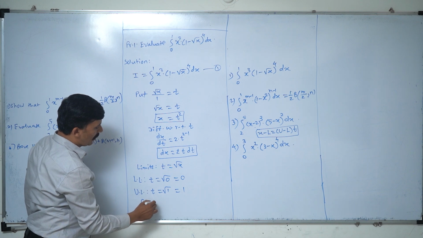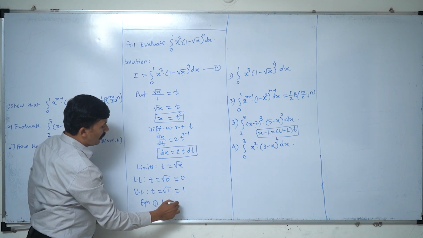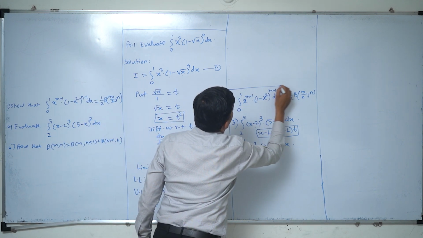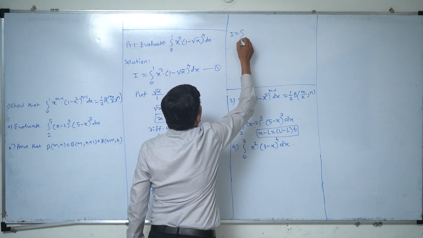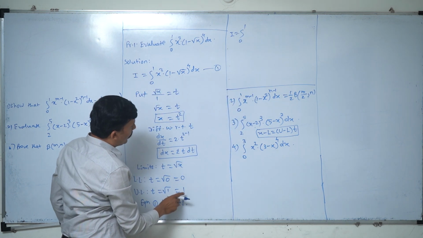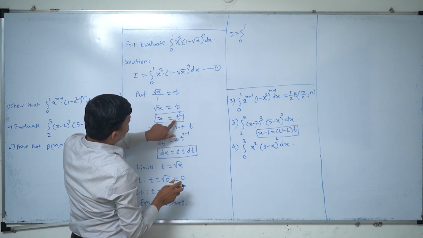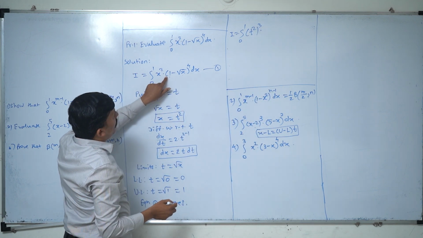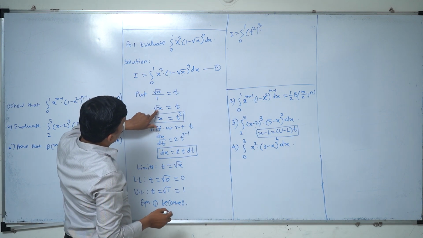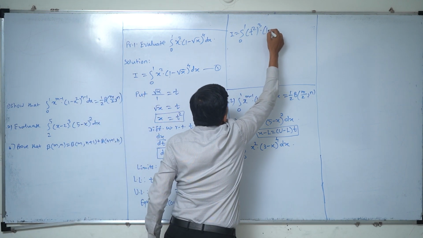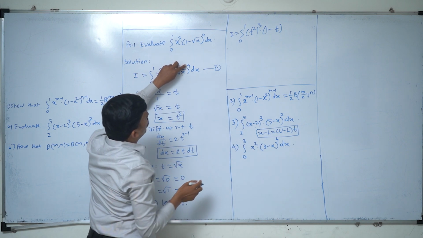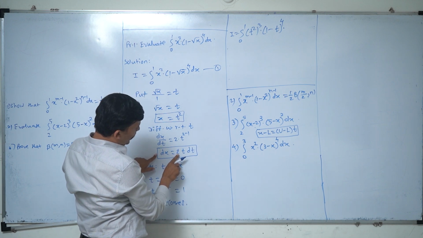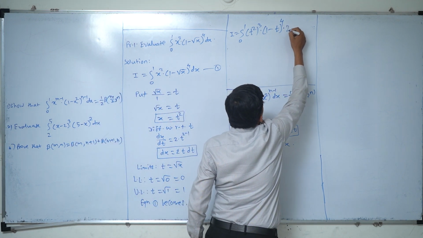Then that equation 1 becomes I equals to, what are the limits? 0 to 1, x cube, but x is t square. So t square cube into bracket 1 minus root x, but root x is t. So 1 minus t bracket raised to 4 into dx. What is the value of dx? 2t dt. So 2t dt.